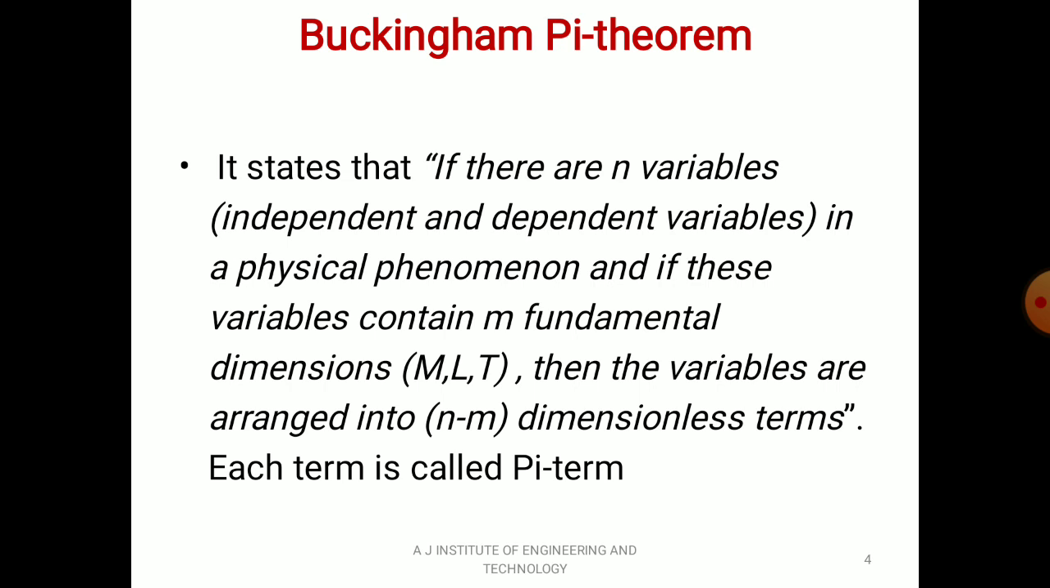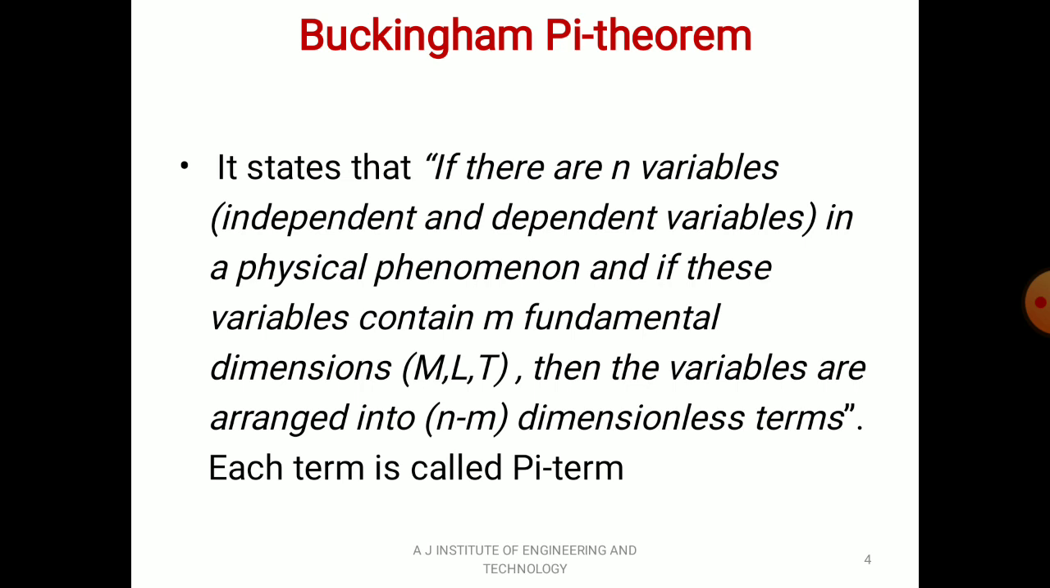So what does Buckingham Pi theorem state? It states that if there are n variables, that includes independent and dependent variables, in a physical phenomenon, and if these variables contain m fundamental dimensions, that is M, L and T, then the variables are arranged into n minus m dimensionless terms. Each term is called a pi term.